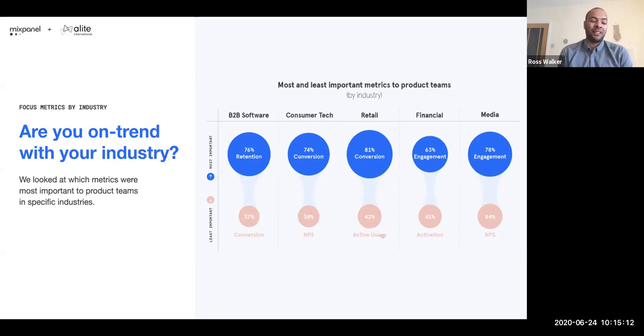And I think that gets reflected very clearly in the fact that conversion in retail, 81%, is the most important metric that they care about. And then finally, we look at the financial and the media space. And I think here, unsurprisingly, what we saw is that engagement was the highest metric for these organizations, and engagement is what they really care about.